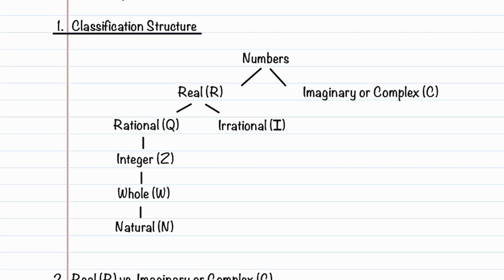Before we dive into definitions, let's take a look at how numbers are structured. Numbers are classified into two main categories: real numbers, numbers that can be found on the number line, or imaginary or complex numbers, which are numbers that have the imaginary unit i in them. In this video, we'll focus on real numbers, which are further classified as rational or irrational, integer, whole, and natural numbers.